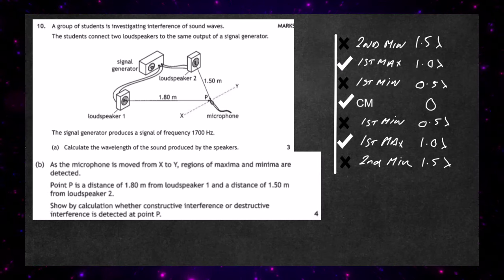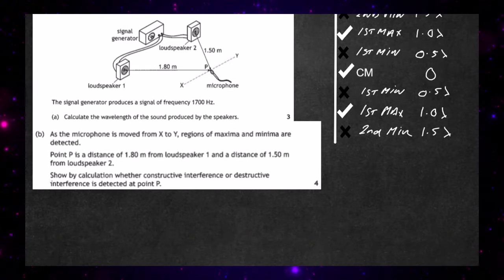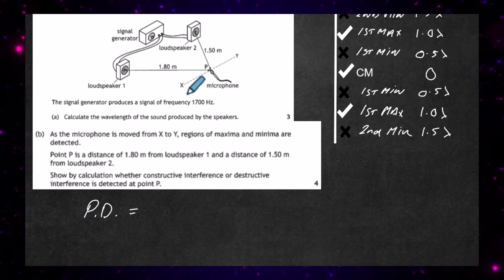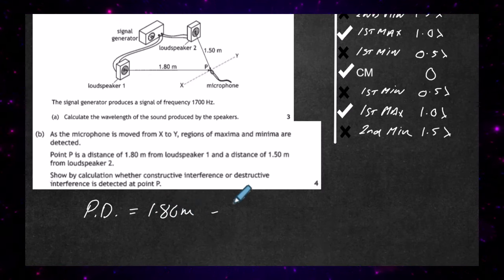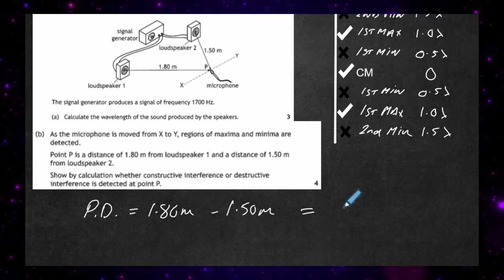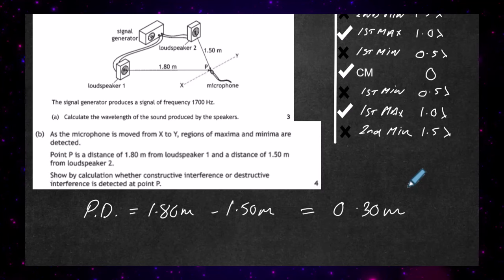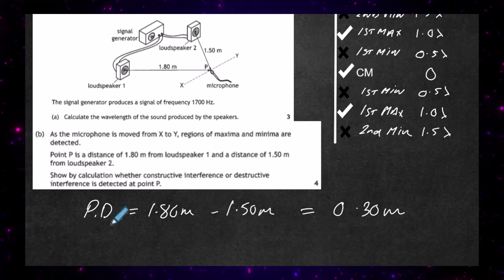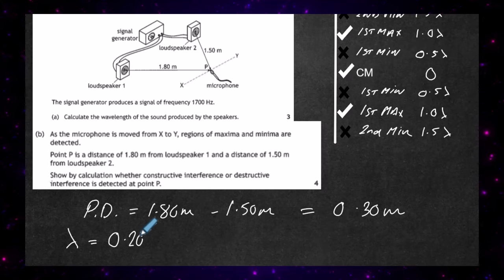So what is the actual physical path difference? We've got 1.8 and 1.5. And therefore, the path difference is going to equal 1.80 meters, take away 1.50 meters. And that's going to give us a path difference of 0.30 meters. That's the path difference from that wave. But we know that the wavelength lambda calculated previously is equal to 0.20 meters.